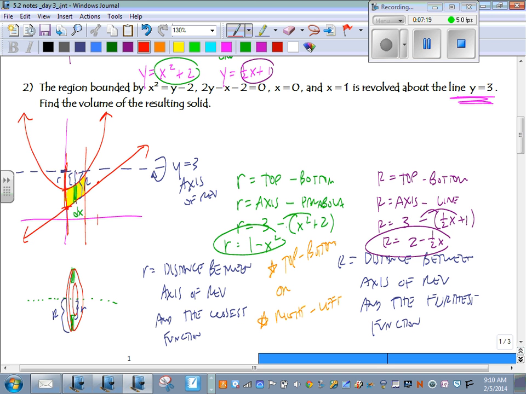So now we can set up our definite integral. We have pi times the definite integral from the smallest x value, which is what? 0, right? The left side of this is going to be 0. Biggest x value, 1. They give that to us in our equations up here. And then we have big radius squared, so (2 minus 1/2 x) squared, minus little radius squared, (1 minus x squared) squared.